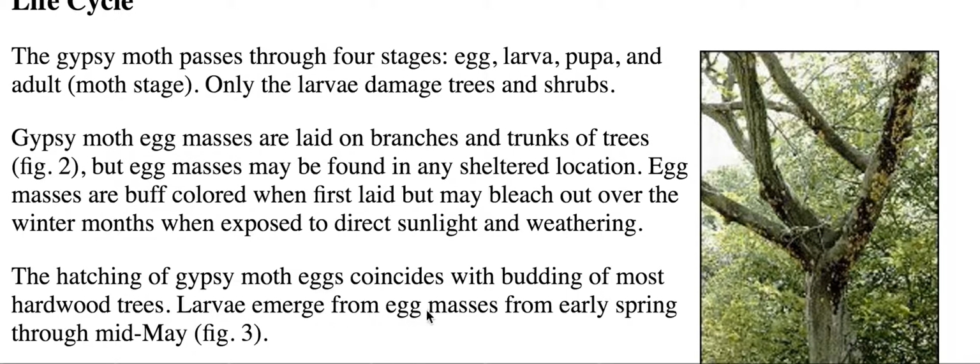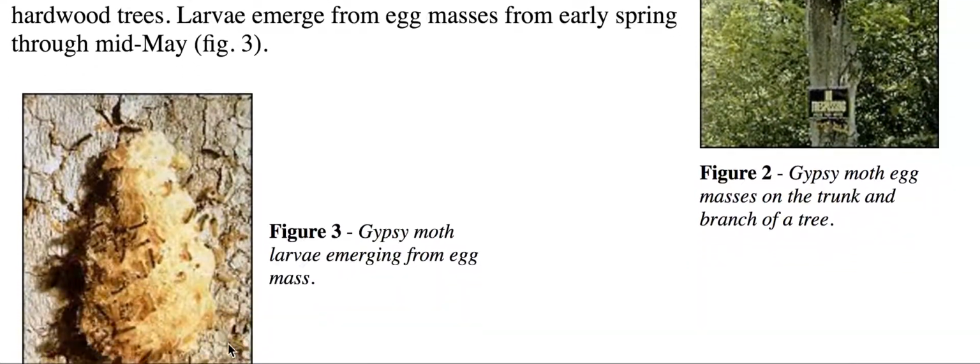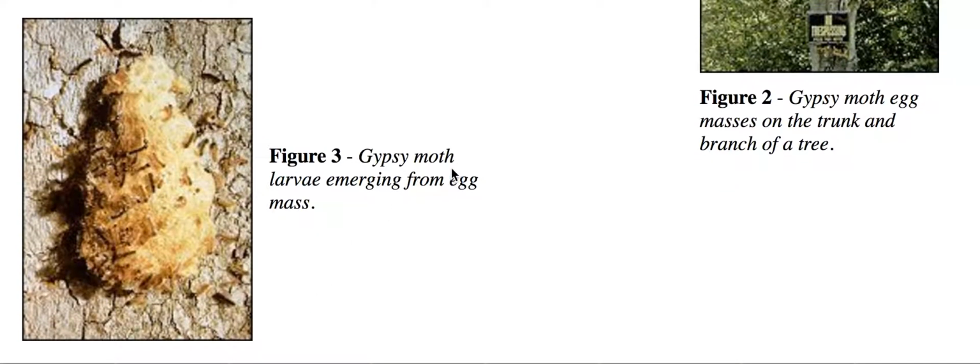Larvae emerge from egg masses from early spring through mid-May. And here is gypsy moth larvae emerging from an egg mass right here.